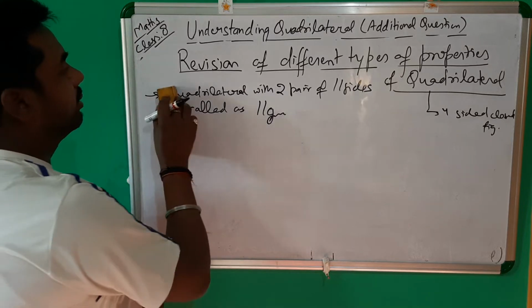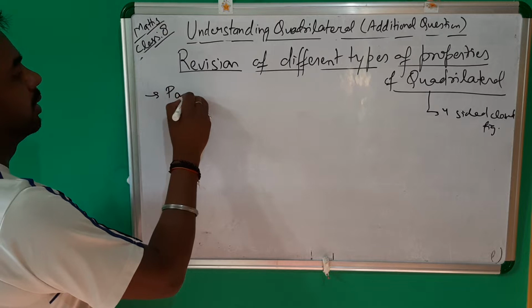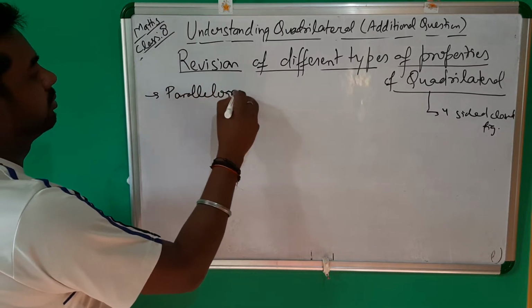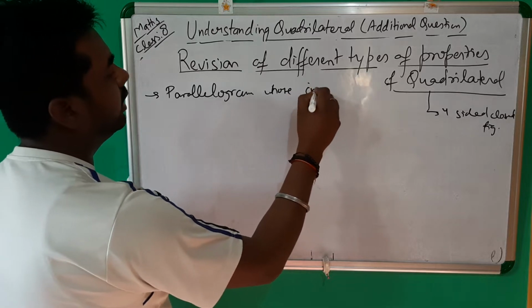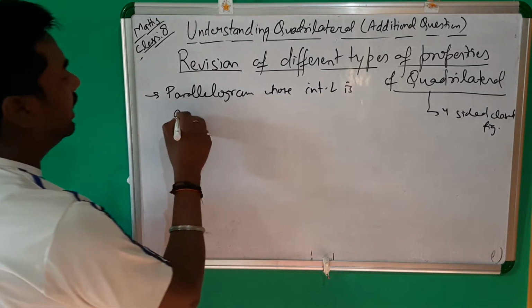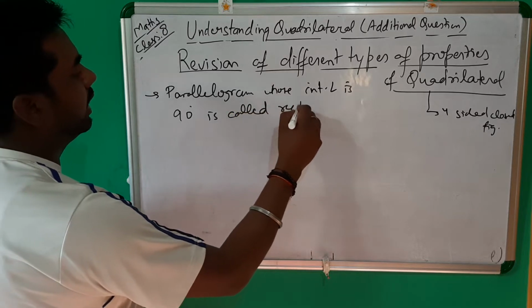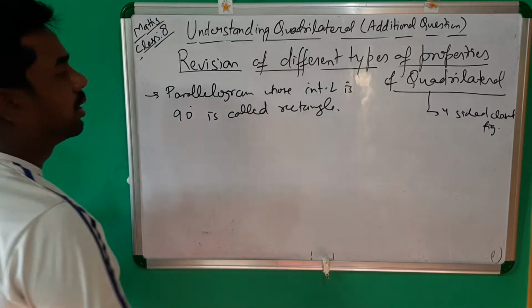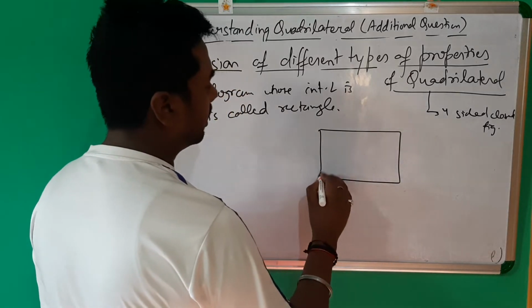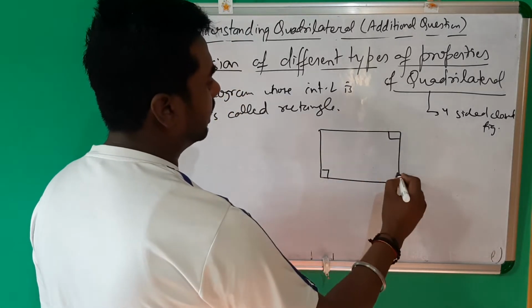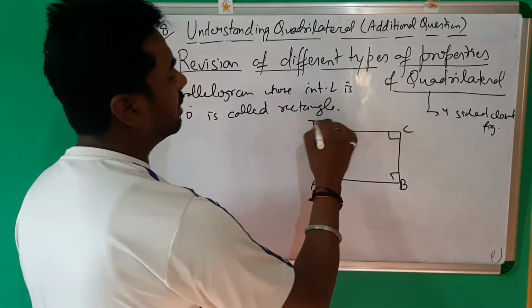Now a parallelogram whose interior angle is 90 is called a rectangle. Now when you see that a parallelogram whose interior angle becomes 90, if any one angle becomes 90, then the rest of the angles will automatically become 90.